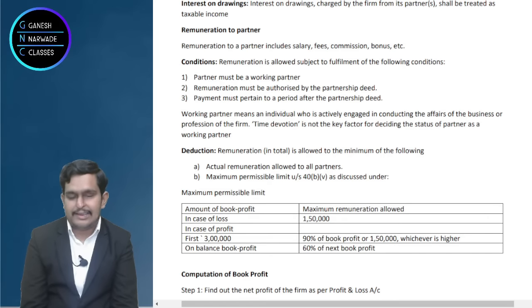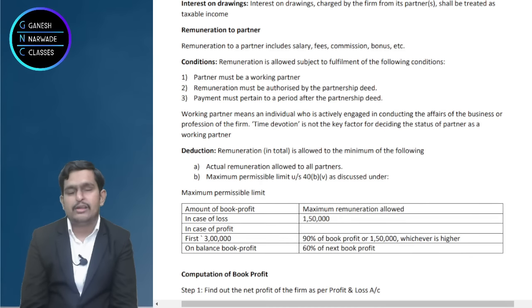Again, the actual statutory limit, 1 lakh 50, is given here. So 1 lakh 50 or 1 lakh 80, whichever is higher, so 1 lakh 80 will be allowed. So if your book profit is 2 lakhs, multiply 2 lakhs with 90%, get 1 lakh 80, compare with the statutory limit, that is 1 lakh 50, and whichever is higher will be the maximum remuneration.